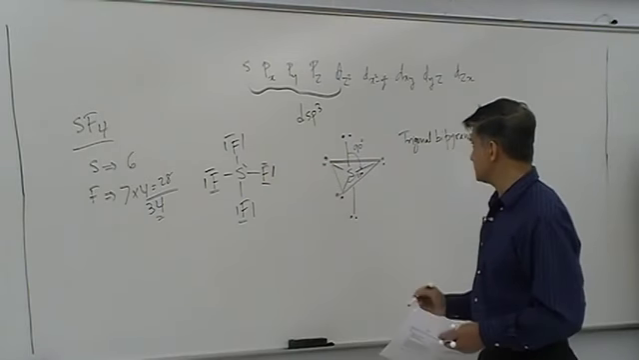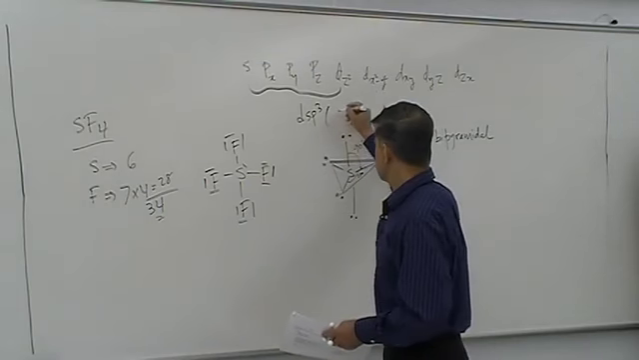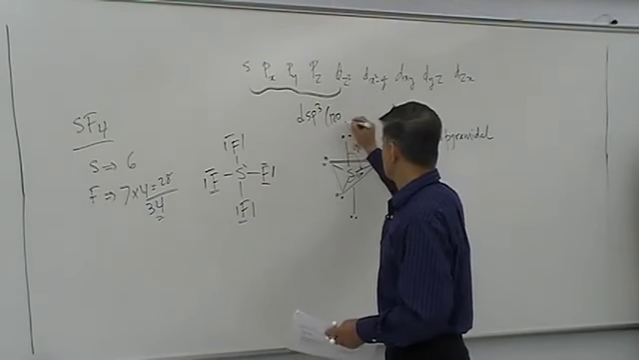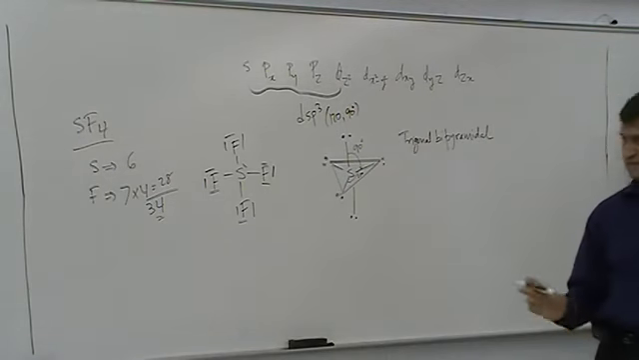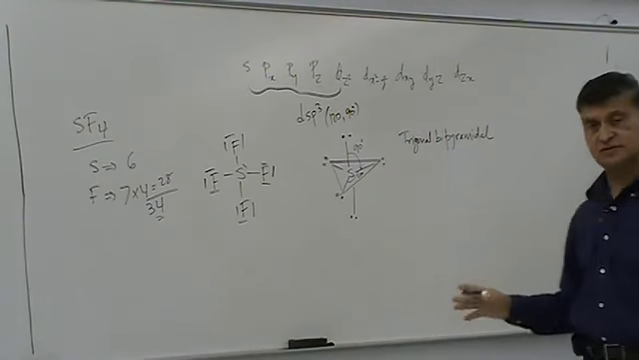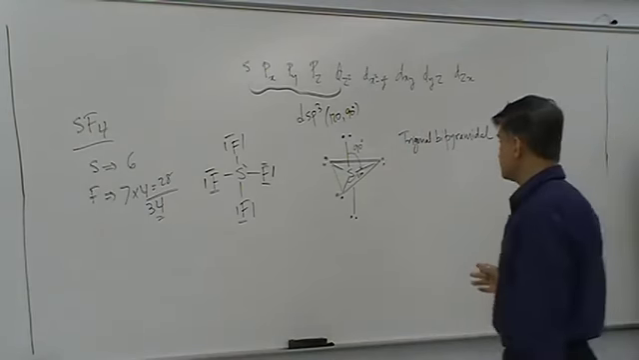So what angle goes with dsp3? There are 2 sets of angles. One is 120 degrees on the plane of the triangle. The other one is 90 degrees. So keep this in mind. Just a few minutes ago we talked about sp3, which goes with 109.5. dsp3 goes with 120 and 90 degrees.